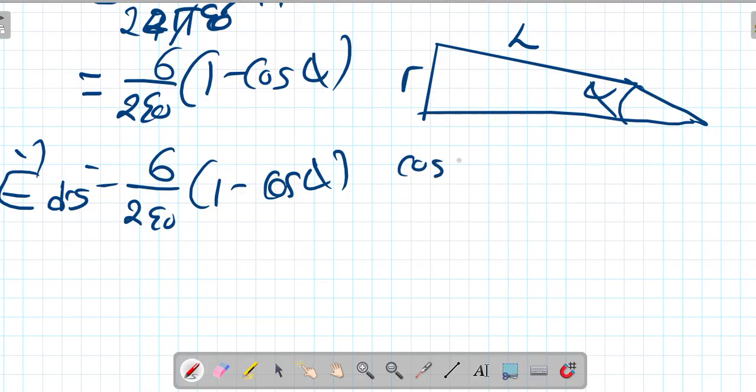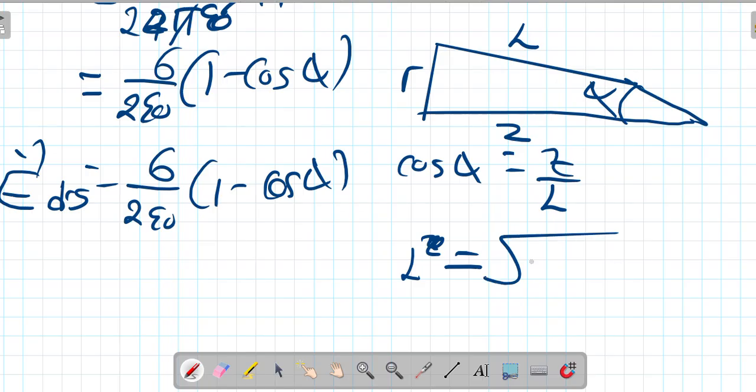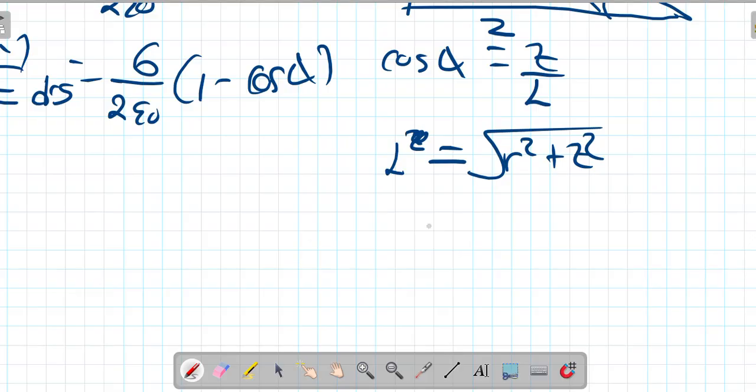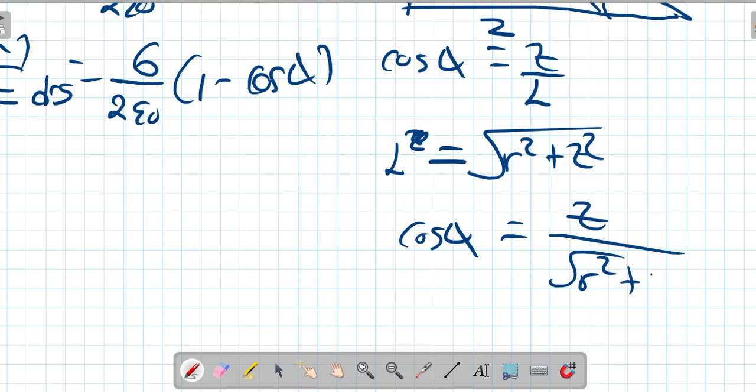Then cos alpha will be equal to what? Cos alpha is equal to adjacent over hypotenuse. I'll call this Z, because this is in the Z direction. So cos alpha is equal to adjacent Z over hypotenuse L. What is L? L is the hypotenuse, so L is equal to the root of R squared plus Z squared. So cos alpha is Z over the root of R squared plus Z squared.